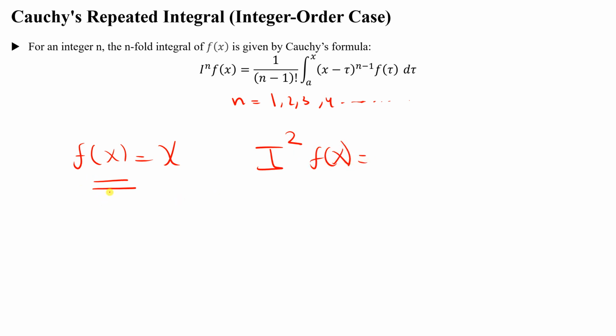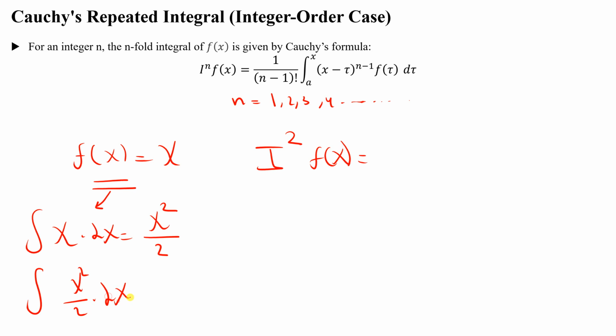Let's do it by the conventional way. I'm going to integrate it once. Integration of x dx will be simply x squared over 2. Now let's integrate it another time. Integration of x squared over 2 dx is equal to x cubed divided by 6. So this is the integration of this function 2 times. Great. Now how can I do this quickly using Cauchy's formula?